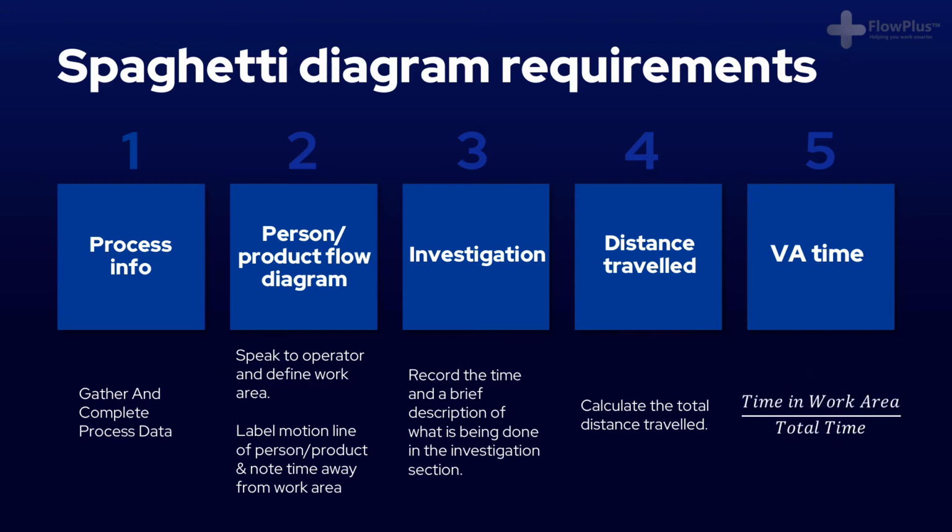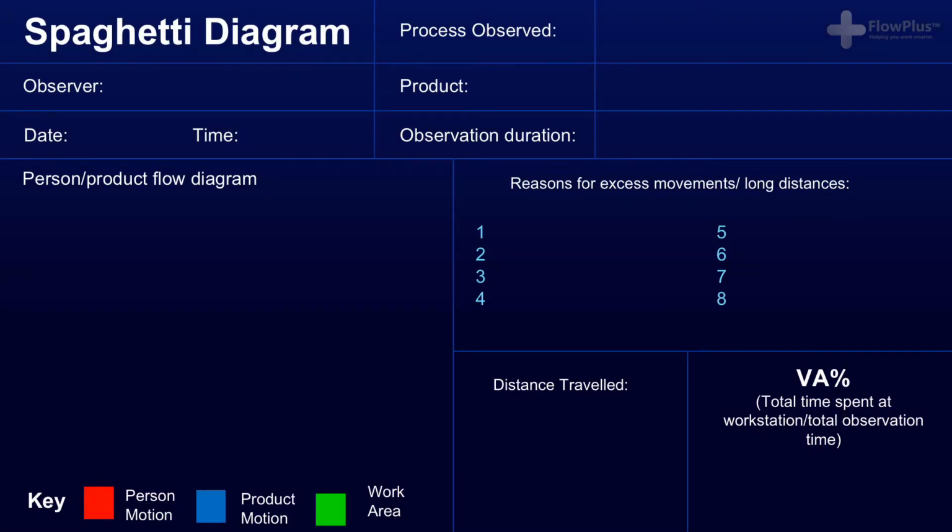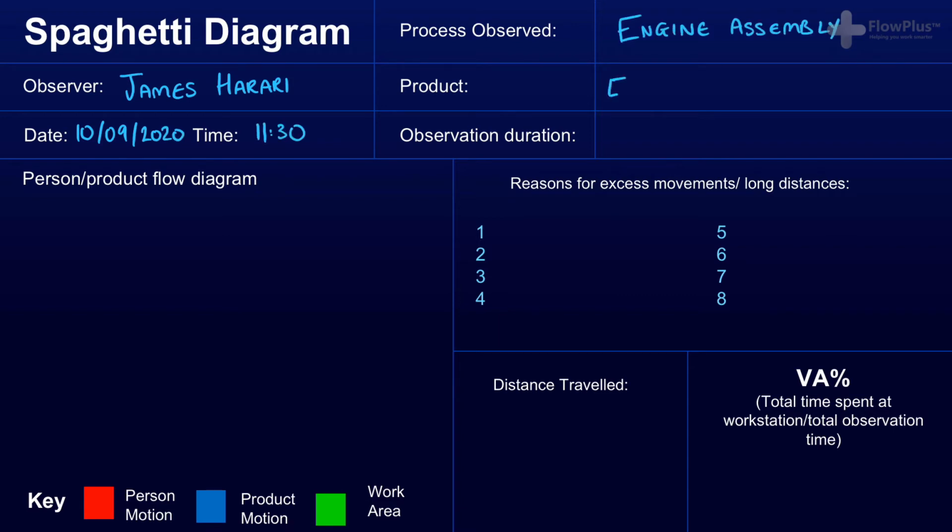And finally, the value add time should be calculated by using the total time within the work area divided by the total observation time. So let's put this example together and view it as one completed spaghetti diagram. For this example, we'll be looking at an automotive part supplier producing an engine. The observer is James Harari, the date is the 10th of September 2020 at 11:30, and we're observing the engine assembly for the engine short block.